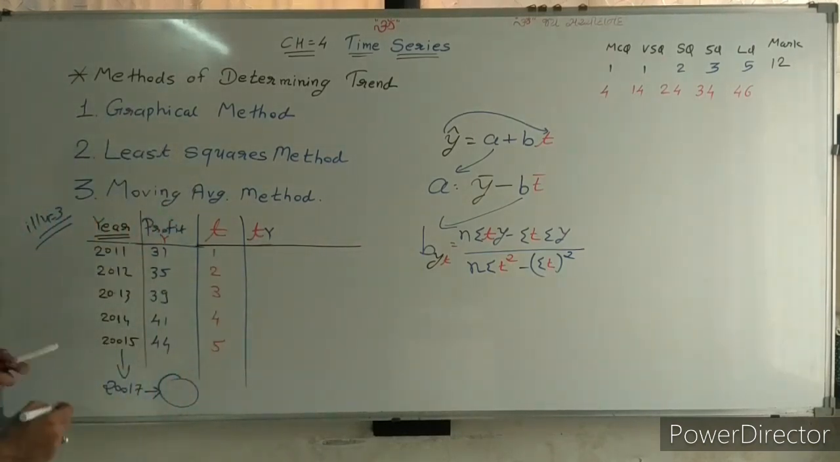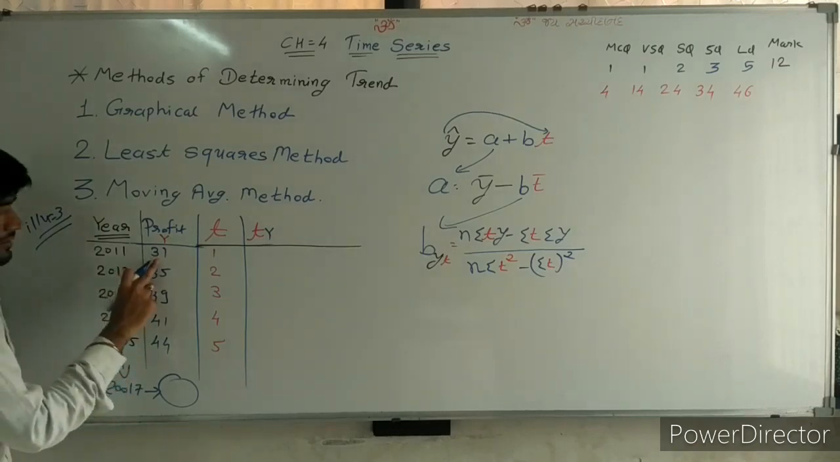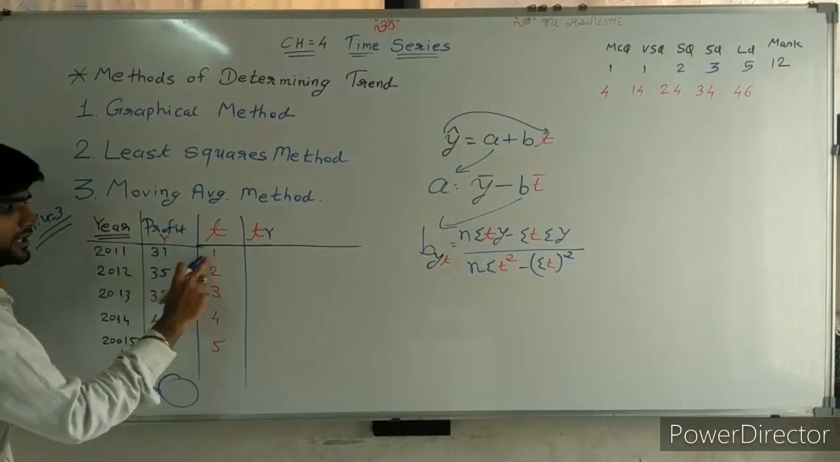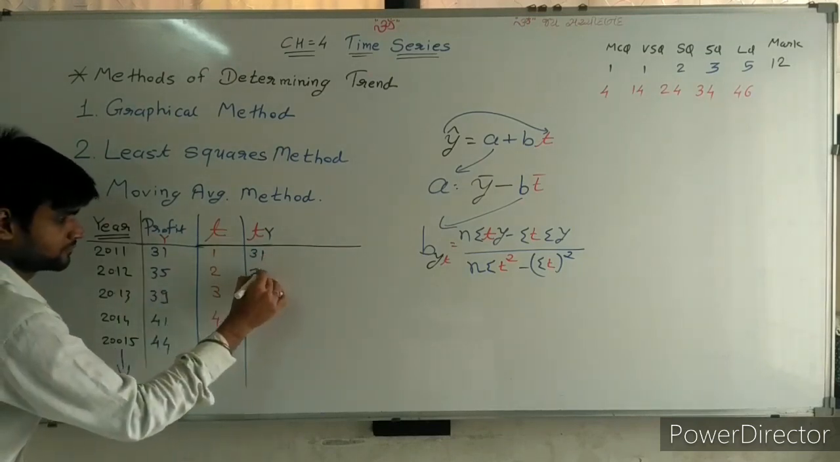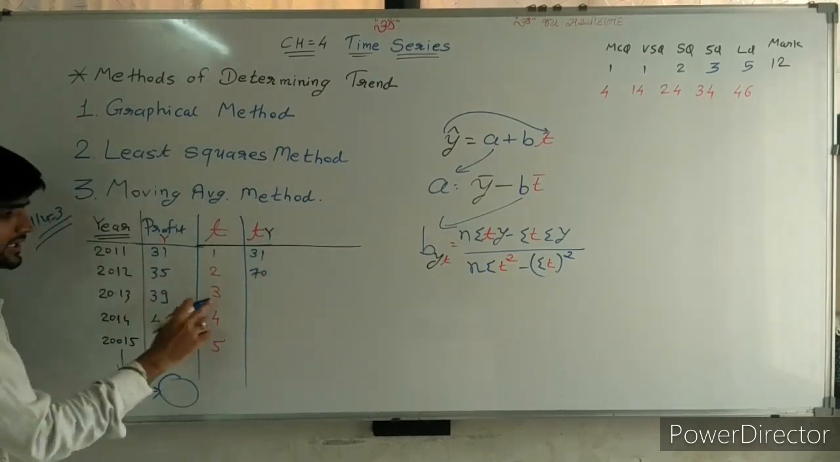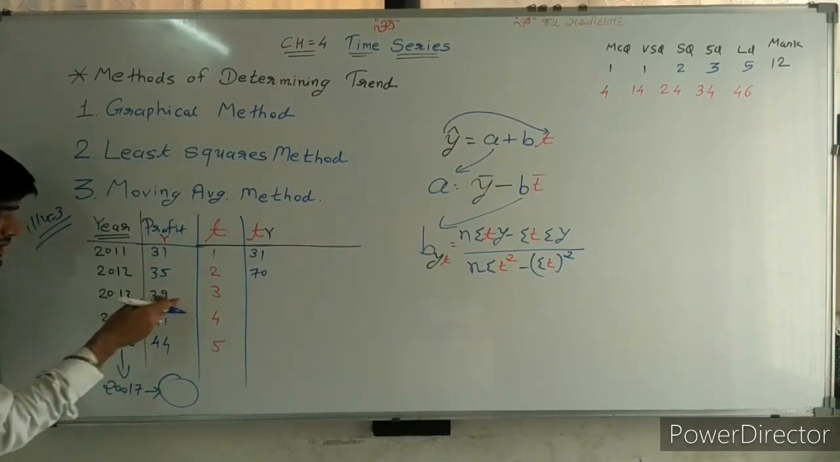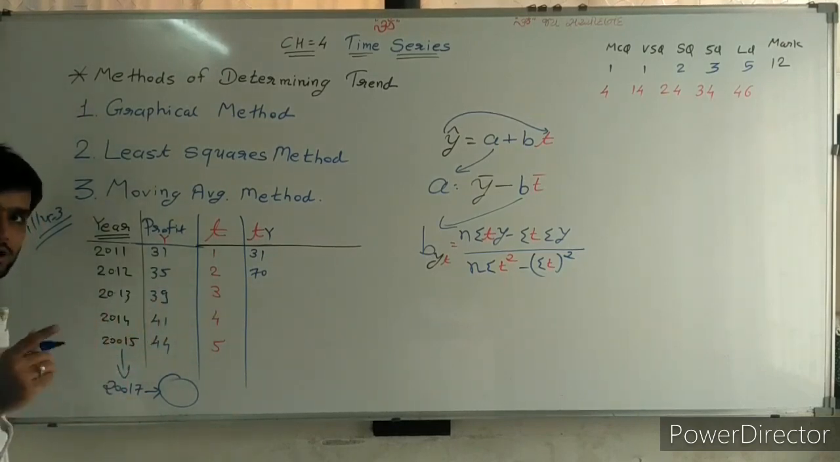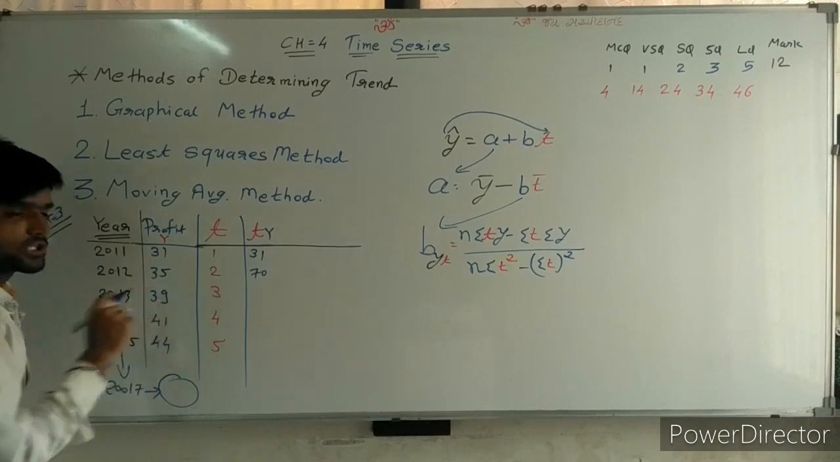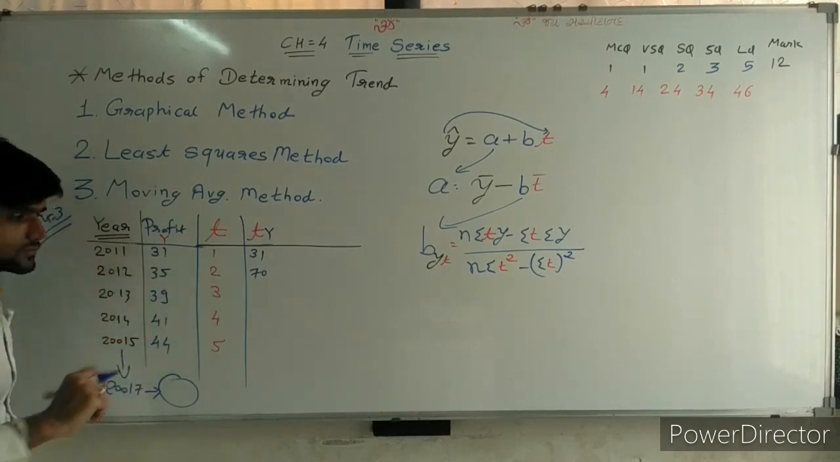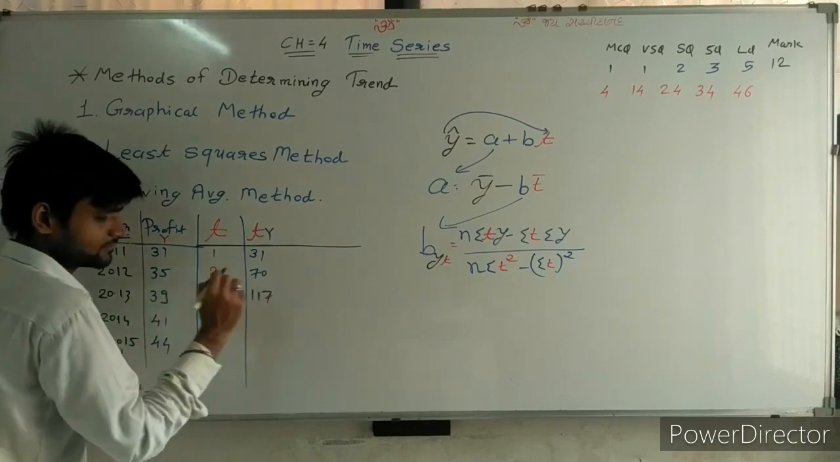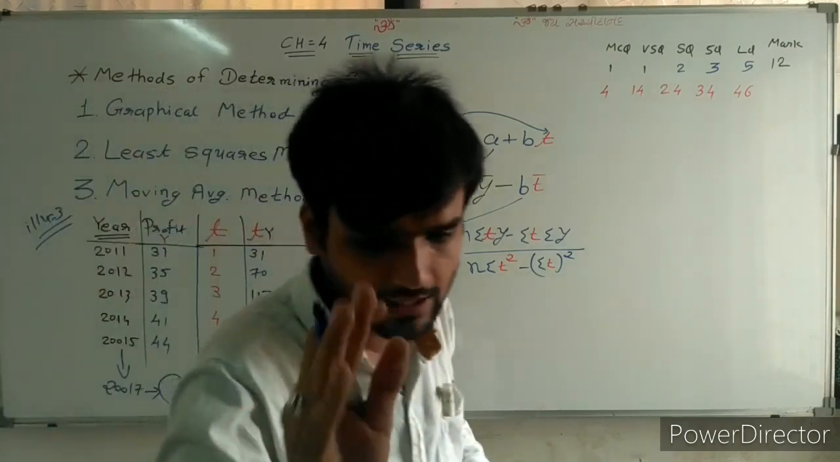Multiplication of T with Y. So multiply Y into T. 31 into 1. 35 into 2. 39 into 3. Now I cannot do 39 into 3, but don't worry. Make 40 into 3, 120. Deduct 3 from it, so 117. So you will get the perfect answer.